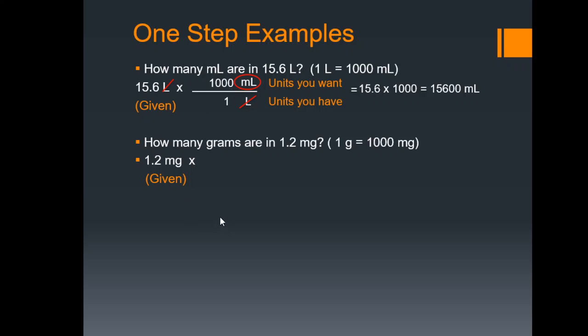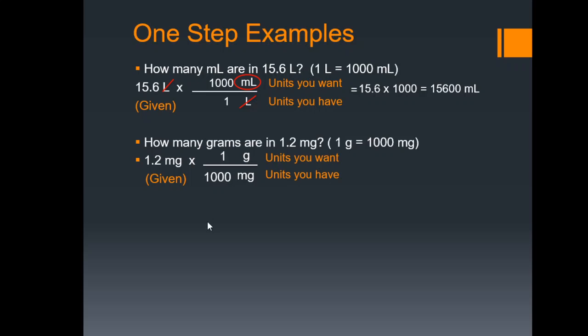All right, let's look at another one. How many grams are in 1.2 milligrams? For every 1 gram, there's 1,000 milligrams. We start with our given, which is 1.2 milligrams. Now we're going to do our conversion. We put the units you have on the bottom, which is milligrams. That's where we're starting. And then the units you want on the top, which are grams. Then we match up our numbers. With milligrams, there is 1,000 with it. And with grams, it's 1.